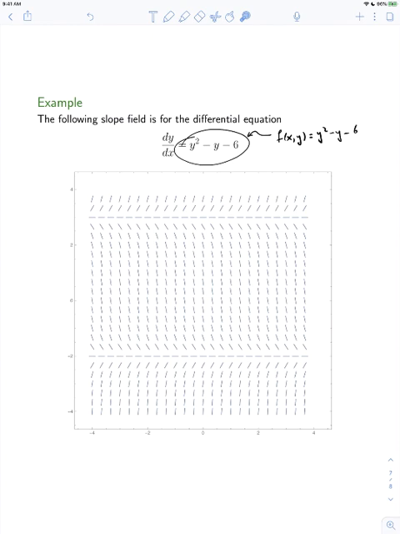So if you pick a certain y value, like y equals 2, you can see that all of the slope lines have the same slope. If you pick a different y value, like y equals 0, you can see all of the slope lines have the same slope. The x doesn't affect the value. That's because this is an autonomous differential equation, and the independent variable x does not appear in the formula for the rate function. Only the dependent variable y does.